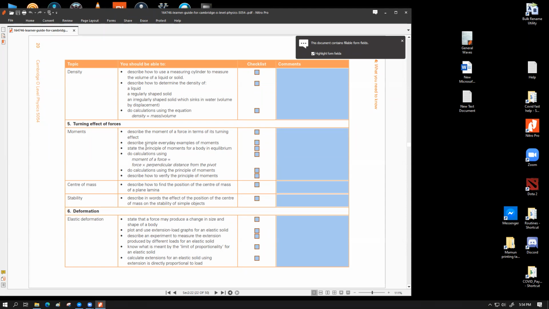Then state the principle of moments for a body in equilibrium, and then do calculations using the equation: moment of a force equals force times perpendicular distance from the pivot. What does this mean? I'm going to talk about this as well. Do calculations using the principle of moments and describe how to verify the principle of moments. This is an experiment that we're going to talk about after a while.